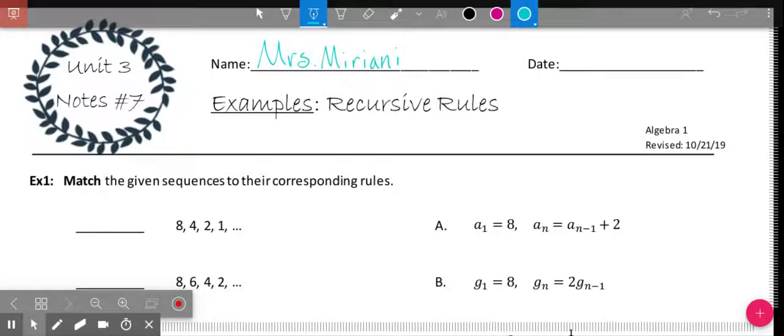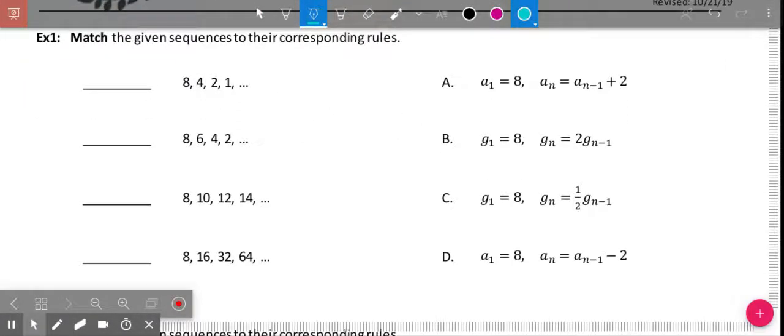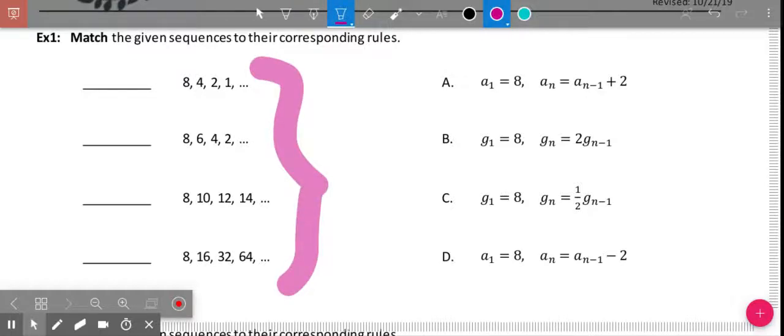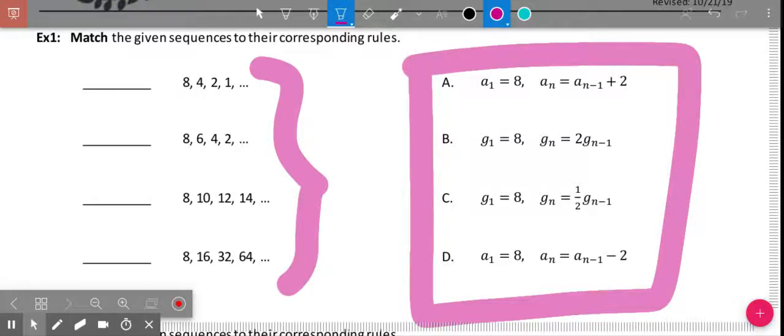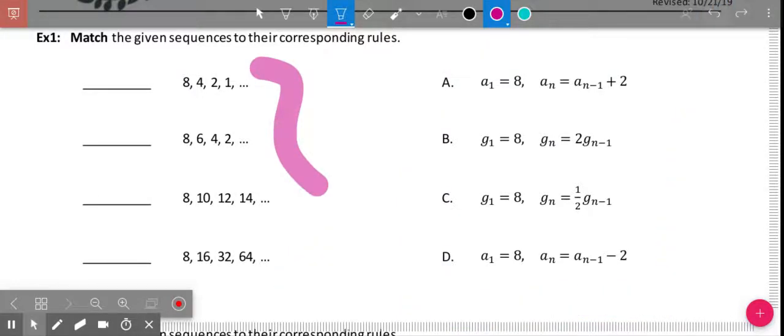All right, so let's look at a few examples going over our recursive rules. Looking at number 1, it says match the given sequences to their corresponding rules. So looking at this, we have these 4 sequences right over here, and we want to match them up to one of these rules on the right.